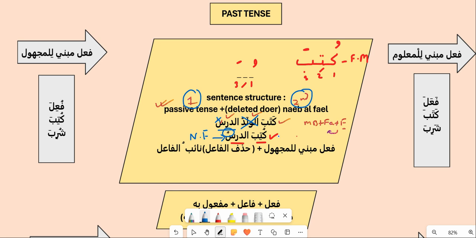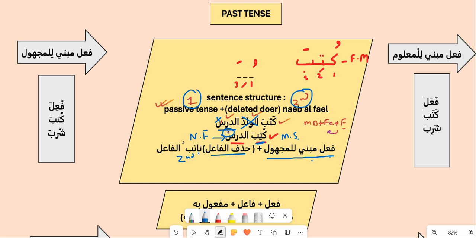So this is now a majhul sentence, right? Now, what is the formula for this sentence? Fail mabni lil majhul. As I said, you have to change the simple verb into a majhul verb. So that's why now it's fail mabni lil majhul. Why mabni? Because you made the past tense into majhul. Hadhaf al fail, so you need to remove the fail. This is what I have given just to make you understand, but there are only two parts. The second part is naibul fail.